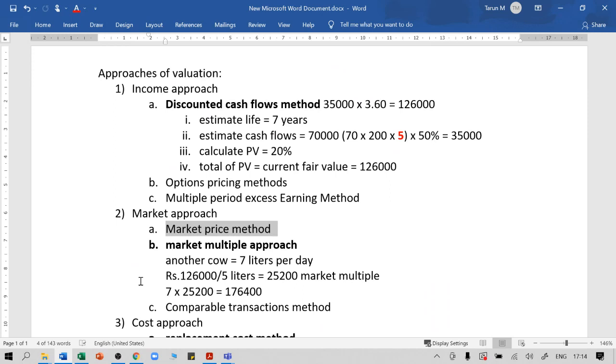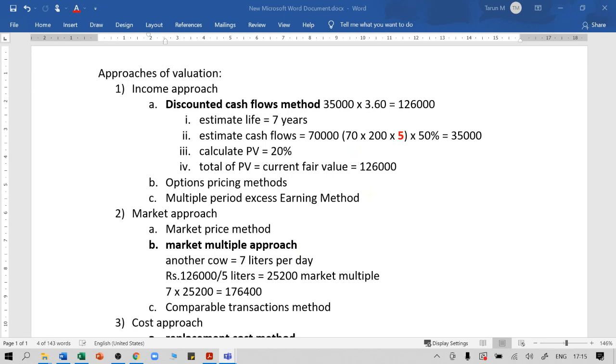Do you know which one is the largest company in India from the point of view of market capitalization? Any answers from your side? Which one is the largest company in India from the perspective of market capitalization? Okay, so as such, no answers from your side. So let me answer this.